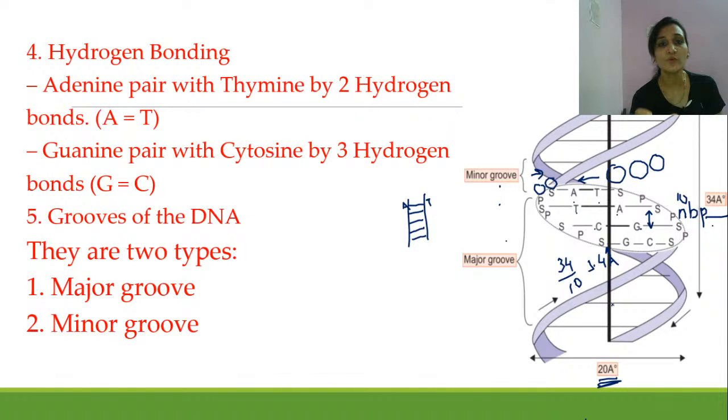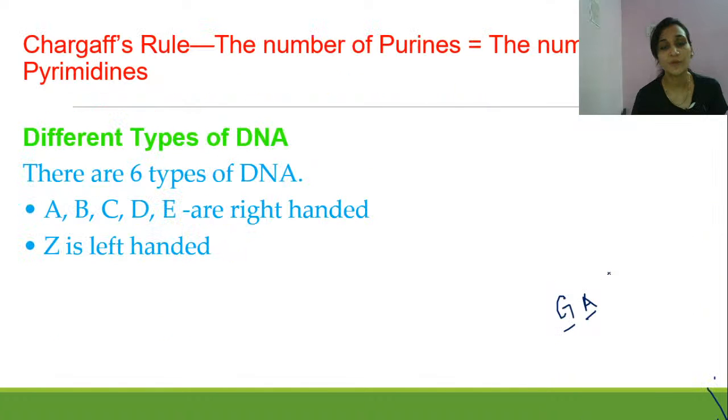Then another important thing is Chargaff's rule. That means the number of purines is equal to the number of pyrimidines. Purines are always equal to pyrimidines. So G and A, these are the purines, and their number would be equal to the pyrimidines in DNA. Today we are seeing everything about DNA. So the amount of purine will be equal to thymine and cytosine.